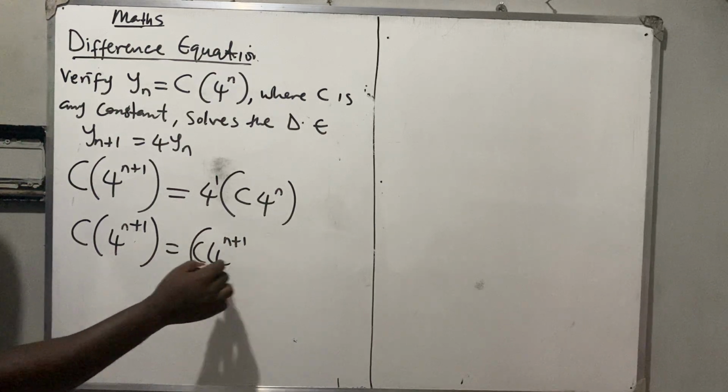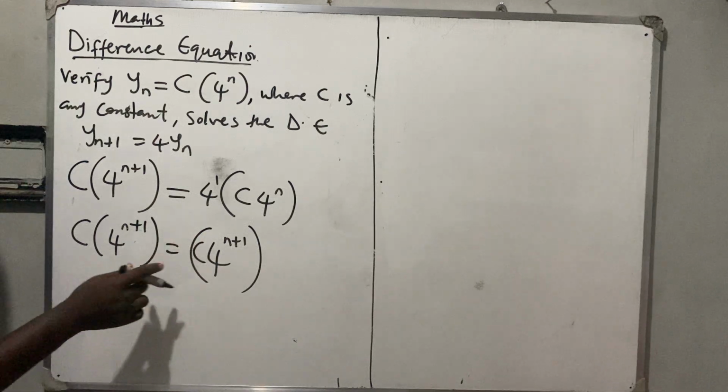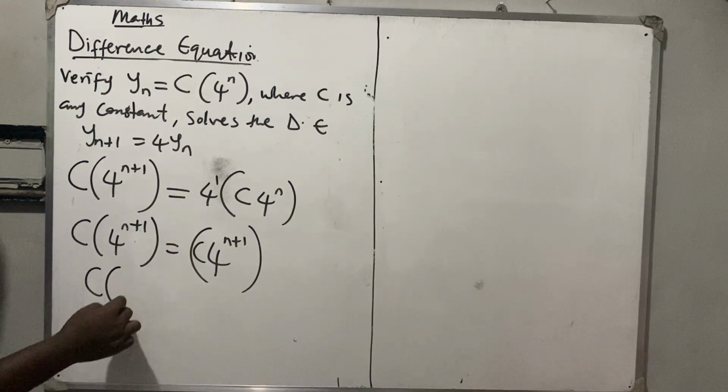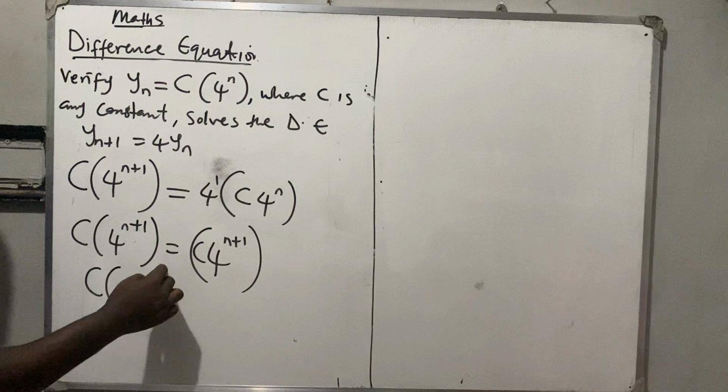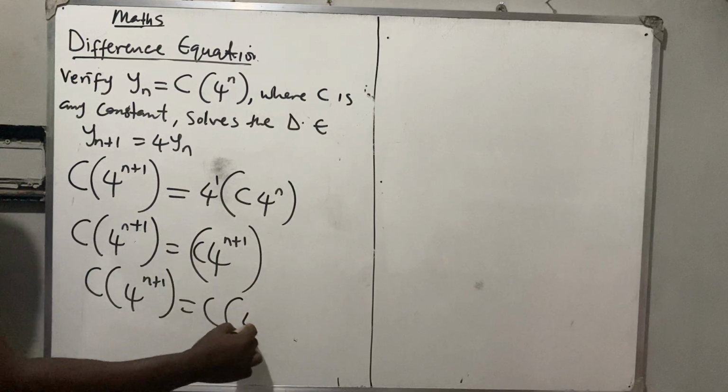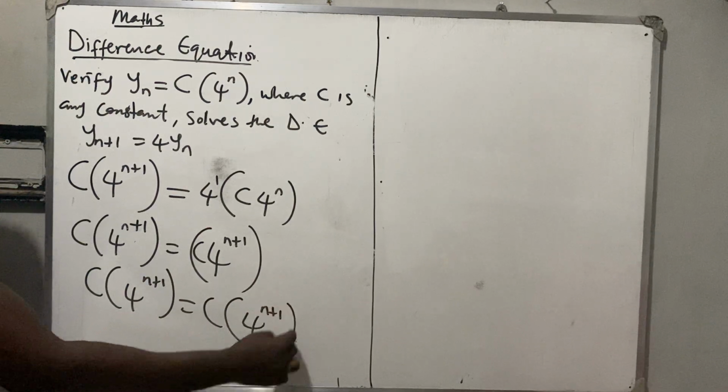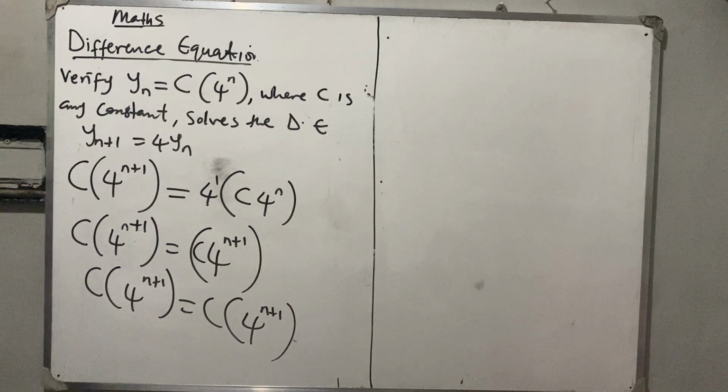According to what indices said, don't forget that my C is always here, so I can bring the C outside. This is C in bracket of 4 raised to power n plus 1 is equal to C outside in bracket of 4n plus 1, like this. Okay? So that is that.